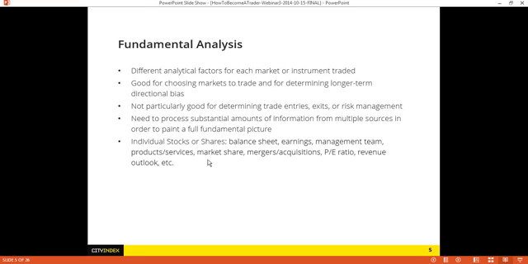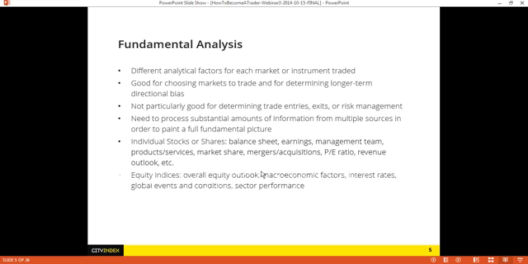If you're trading individual stocks and shares, it can get harder if you're trading multiple stocks and shares, because basically you're looking at a lot of different things for each individual stock. If you're trading the indices or the currencies, a little bit less, but still a lot of stuff to look at. Equity indices: overall, you want to look at the overall equity outlook, macro factors, including today, for example, in the U.S., the producer price index, which moved the market quite a bit.